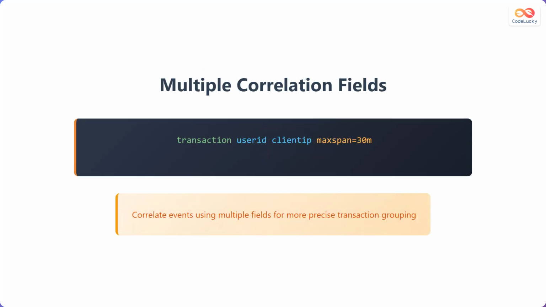For more precise transaction grouping, you can correlate events using multiple fields. The command transaction user ID client IP maxspan equals 30m groups events that share both the same user ID and client IP address within a 30-minute time window. This approach provides more accurate transaction boundaries and helps eliminate false correlations that might occur when using only a single field.